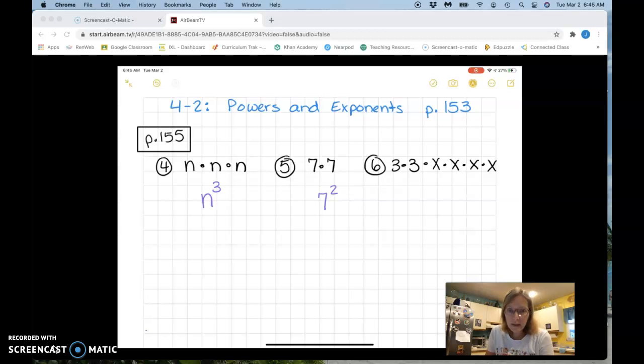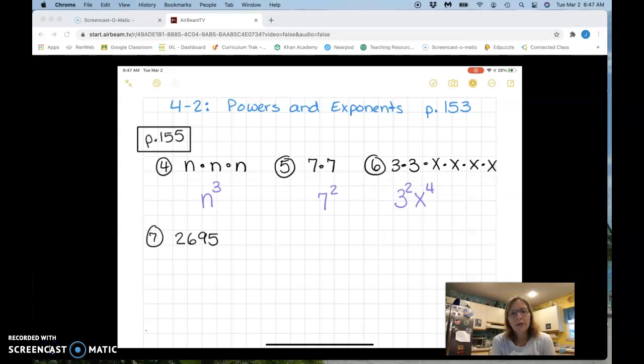For number 6, we have 2 bases. So I see a 3 and I see an x. I'm going to leave a little space in between so I can put my exponent on each one. How many 3's do I see? I see 2 3's. How many x's do I see? I see 4 x's. Okay, so that's all there is to that section.